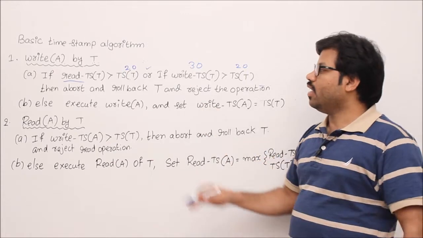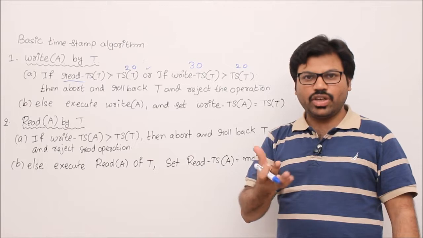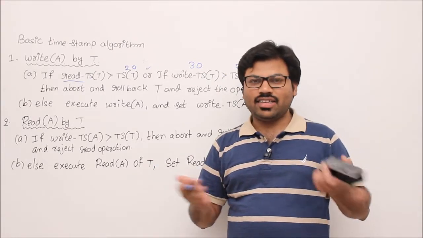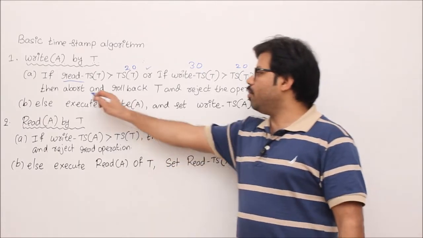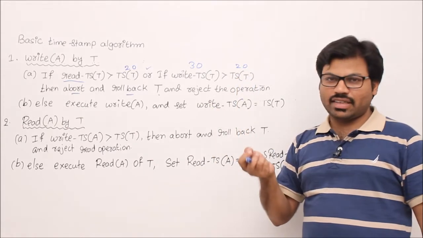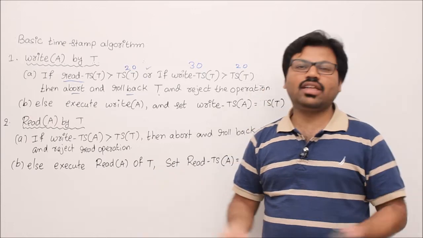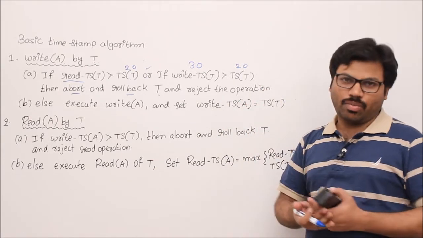Then automatically, at this moment you are the first person making a mistake, correct? You did it out of order. If you are cancelled, then the remaining system is safe. It is following the timestamp ordering. That's why we immediately abort and roll back T. So this timestamp 20 transaction will be cancelled and the operation rejected. Of course, when you cancel the transaction itself, what's the meaning of accepting that operation, correct?